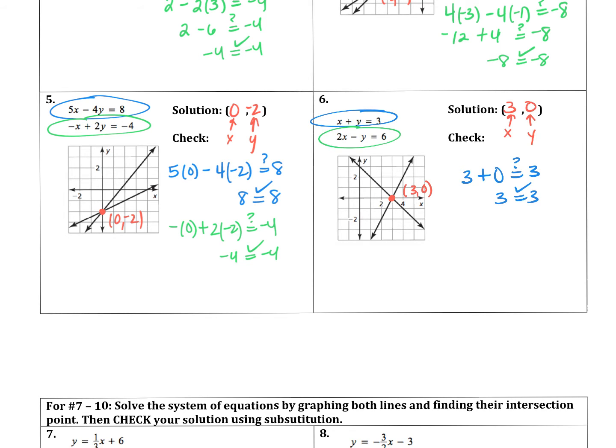The bottom equation is 2 times x, which is 3, minus y, which is 0, equals 6. 2 times 3 is 6, minus 0 is 6, which equals 6, another true statement.